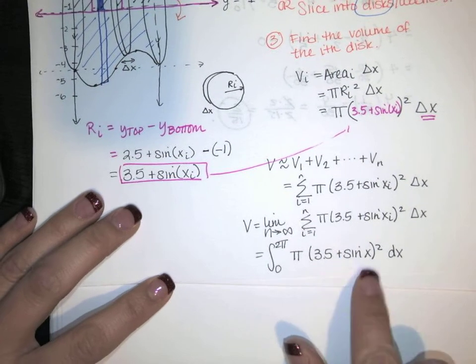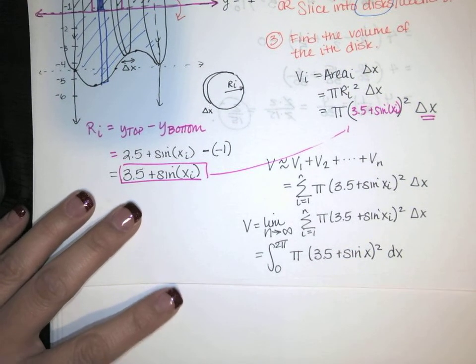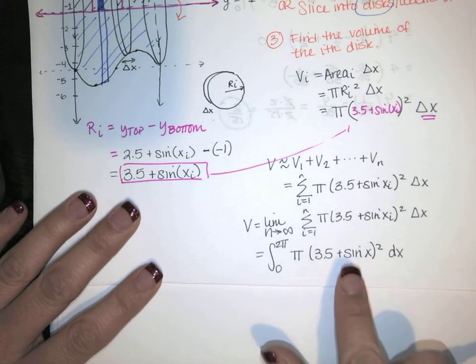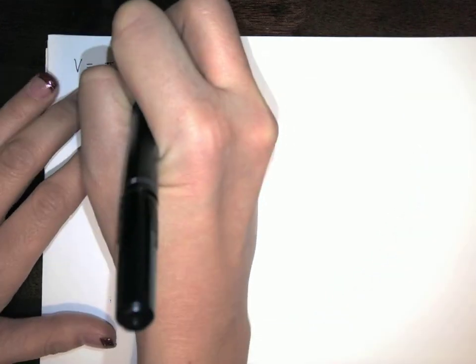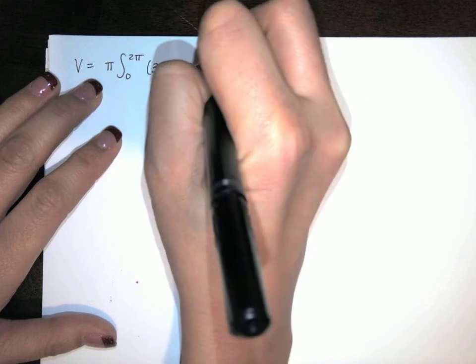Okay, I've got a binomial squared. Derivative of sine of x is cosine of x. I don't have a cosine out here, so unfortunately can't do a u sub. So we're going to have to write that twice in FOIL and then evaluate the integral. So volume is pi times the integral from 0 to 2 pi of 3.5 plus sine of x times itself.